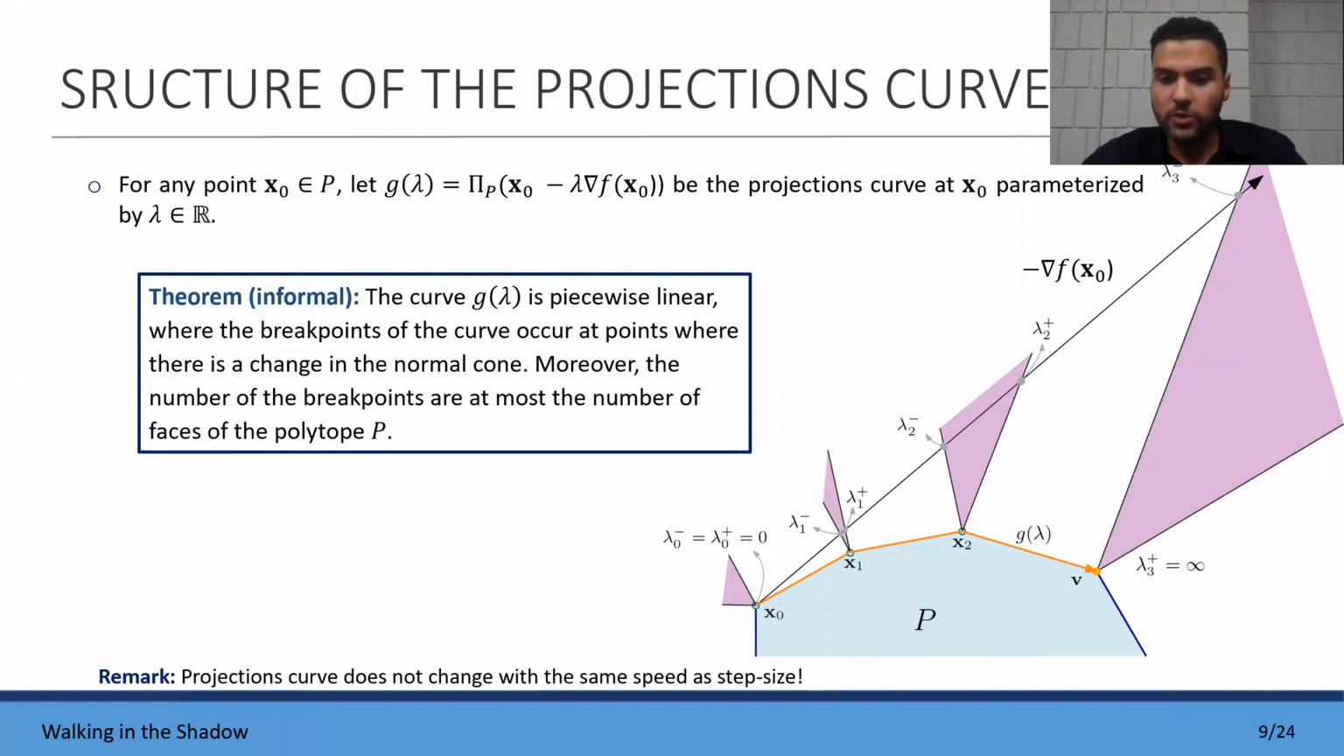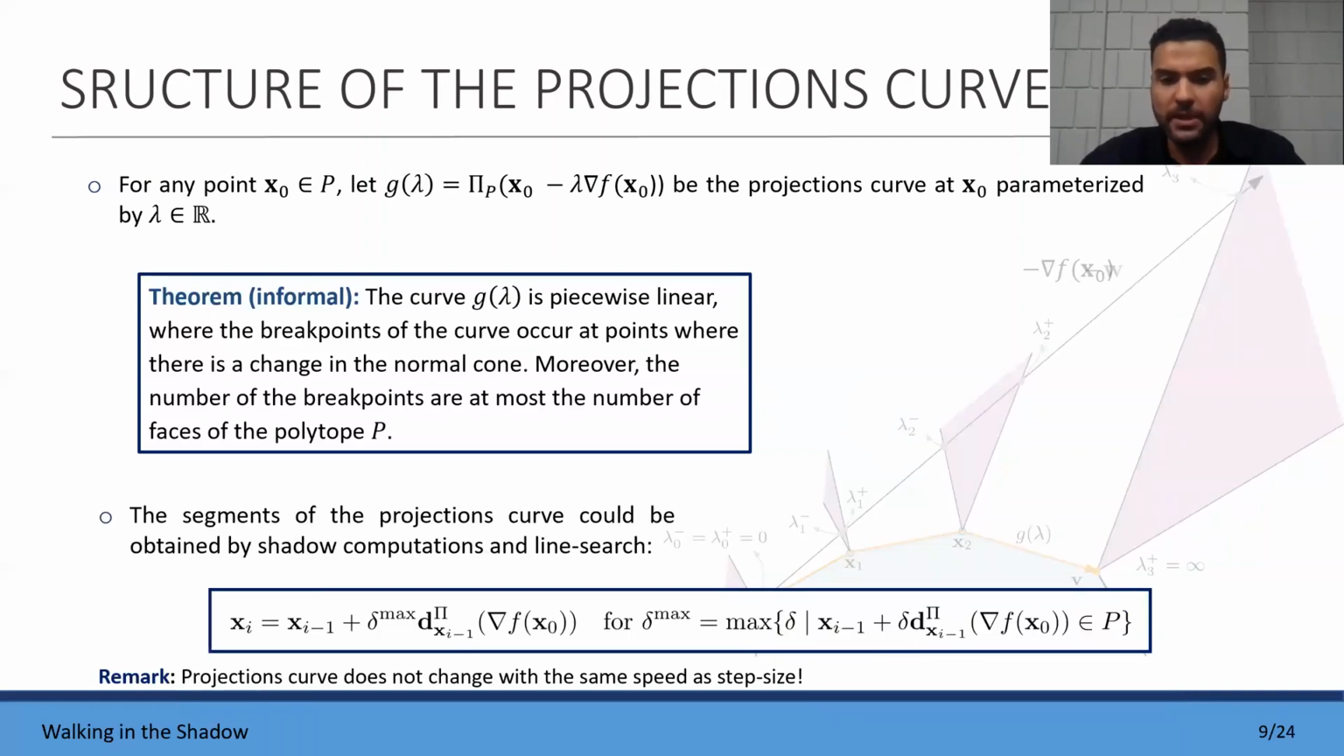Moreover, x1 corresponds to a projection with a step size lambda1 minus. And the interesting thing is that in the interval between lambda1 minus and lambda1 plus, we remark that the projections curve will keep projecting back to x1. So this curve does not change with the same speed as the step size. And then this process of creating these linear segments where the normal cone is constant and adding new constraints at subsequent breakpoints will continue until we reach the endpoint of that curve.